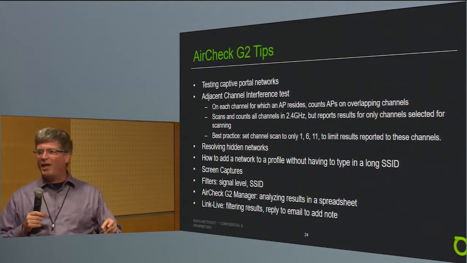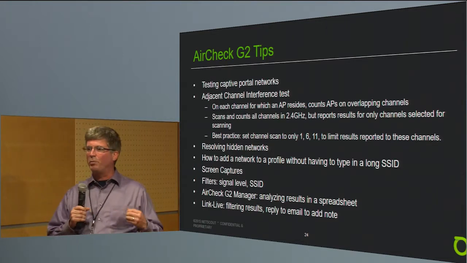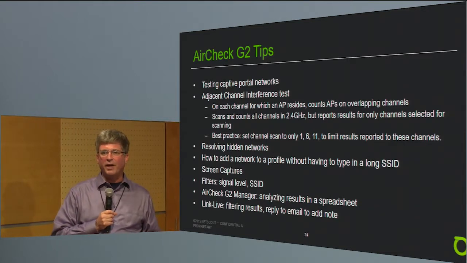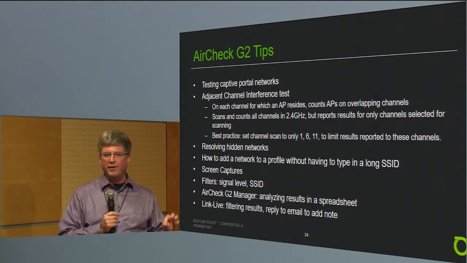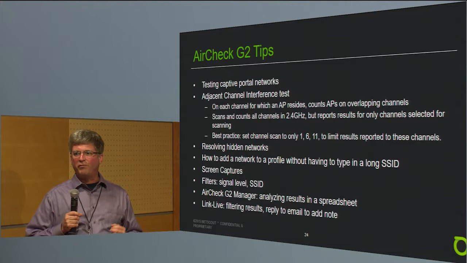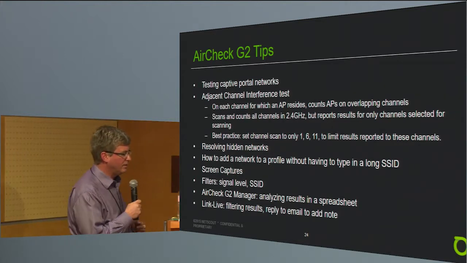But if you configure a network in your particular profile you're using, it will transmit probe requests for those specific networks. So if you know of a hidden network that you have in an area, you want to resolve it quickly so you can run a connection test to it, simply configure it in your profile, and the AirCheck G2 will transmit the probes for that network and will quickly find it and resolve it. And then it'll show up in the home screen.